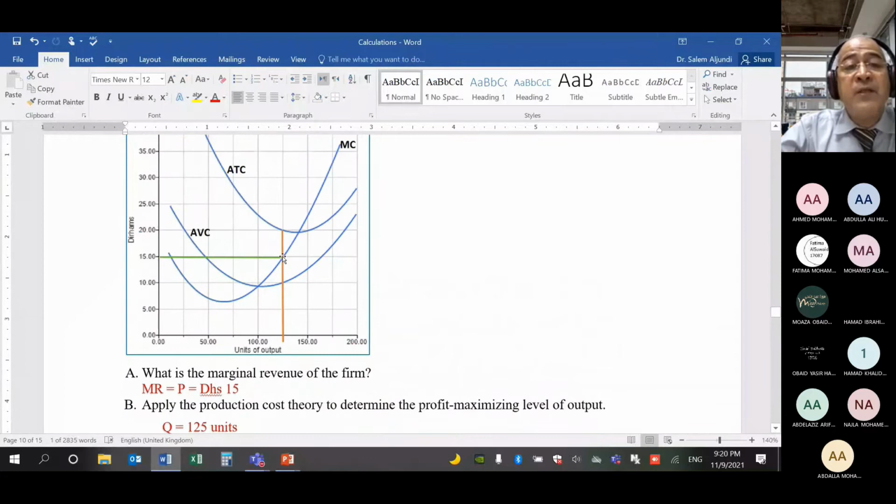So only at this dot, the price equals marginal cost. If you select any dot on marginal cost, it will be more or less than 15. All dots above this dot, marginal cost is more than 15. Any dot lower than this, marginal cost is less than 15.